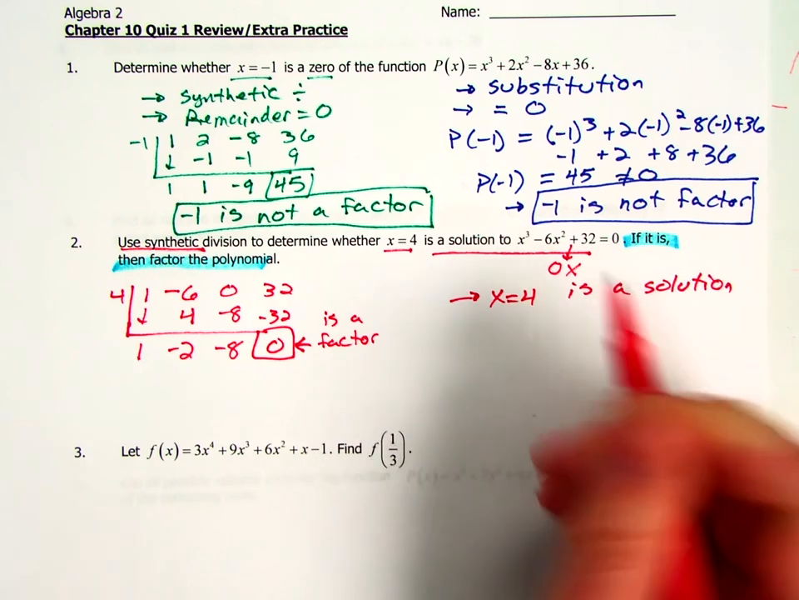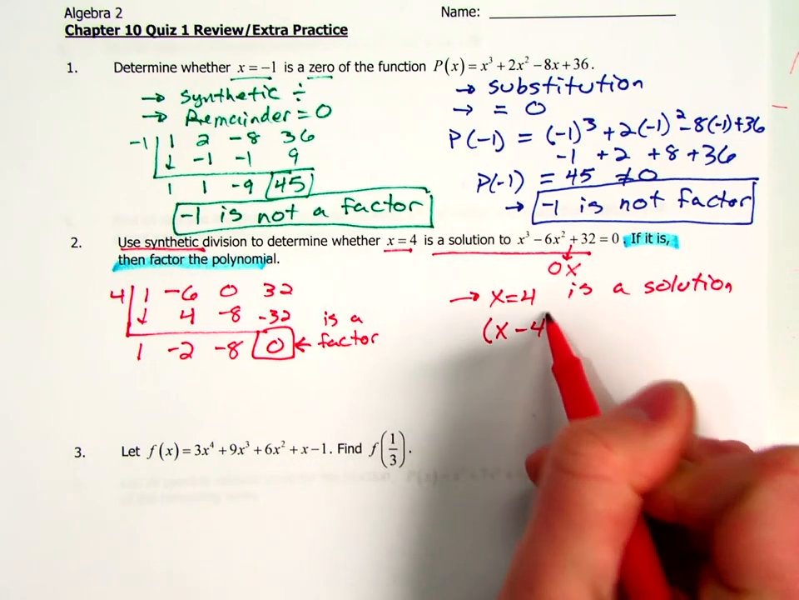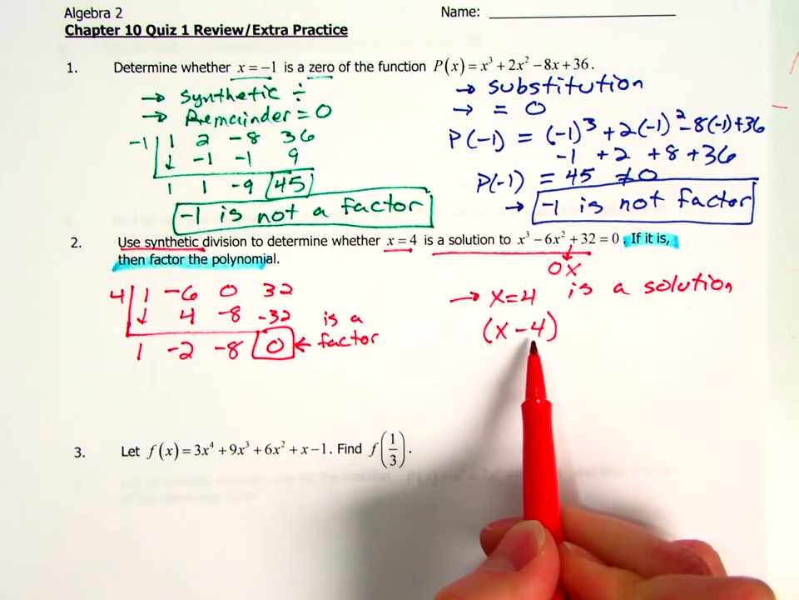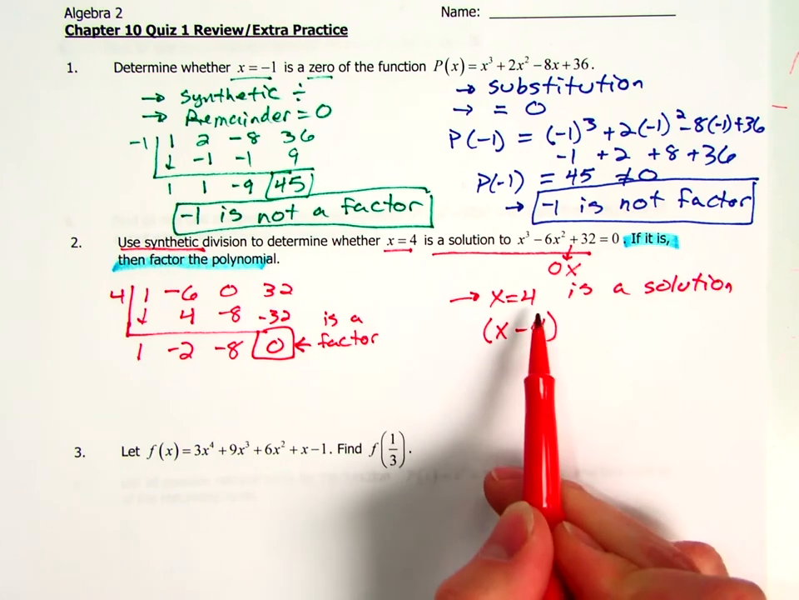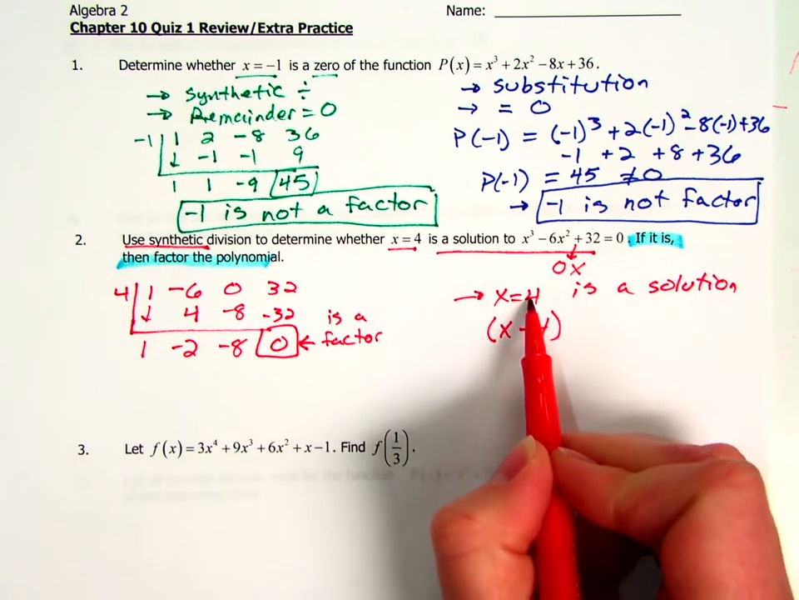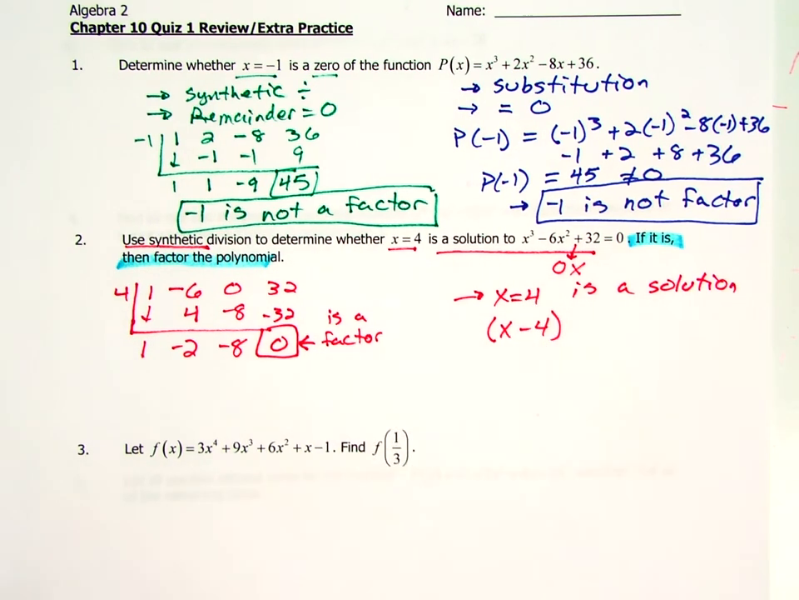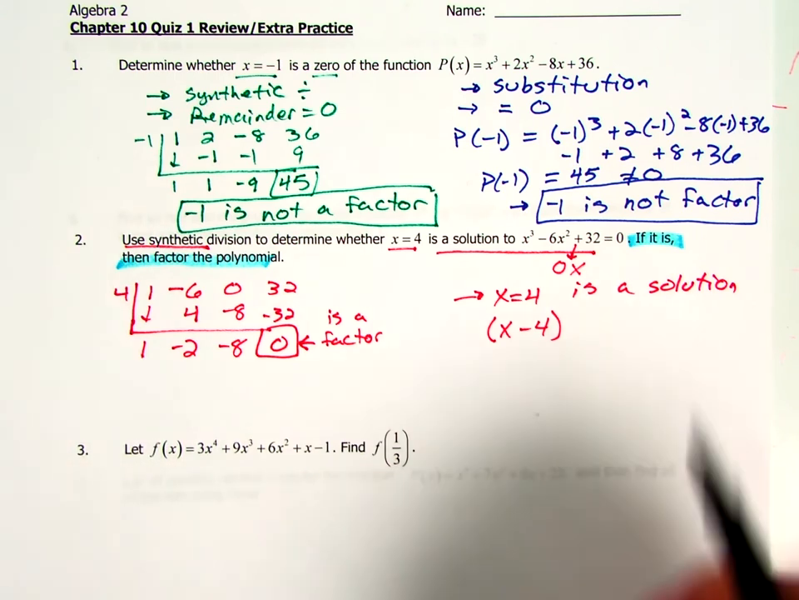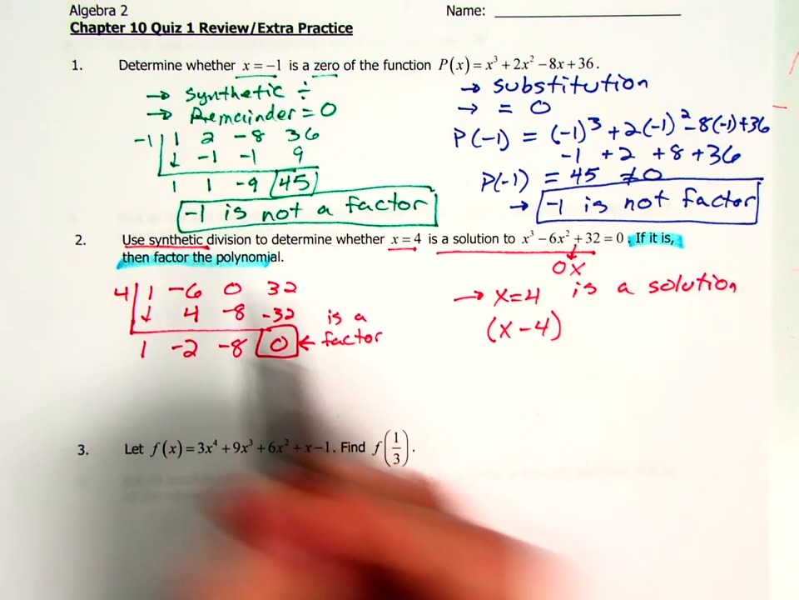So that tells me that x minus 4 is a factor, right? Because if I were to set this equal to 0 and solve, I would get a positive 4 when I do that. And we just took the opposite of 4 and put it on the inside. Now I need to deal with the second half of this, which means I'm not done factoring this polynomial, because it says if it is, then factor the polynomial.